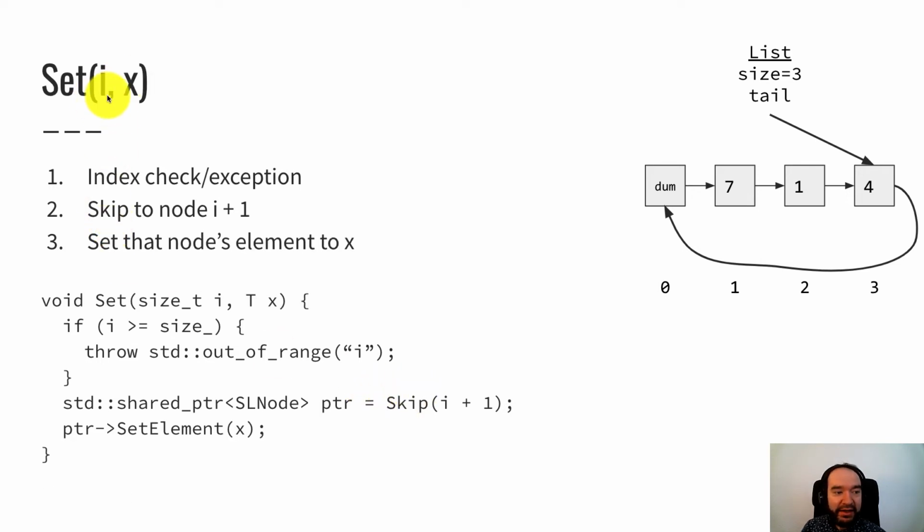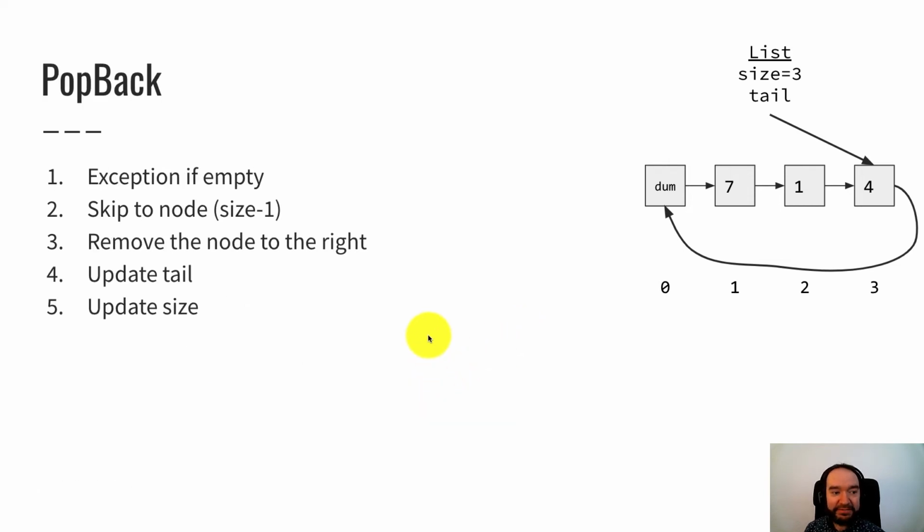Takes linear time, and the bottleneck is the skip function call. Set index i to value x is very similar. The difference is once we get the pointer to the node that we care about, instead of returning the element there, we assign the element there. So this is pretty similar. We have an index check, skip to node i plus 1, and then call the mutator on the node object. So set is given an index i, a T x. If i is out of range, throw an exception. Otherwise, skip to index i plus 1, and that pointer sets its element to x. Linear time, and the bottleneck again is the skip function.